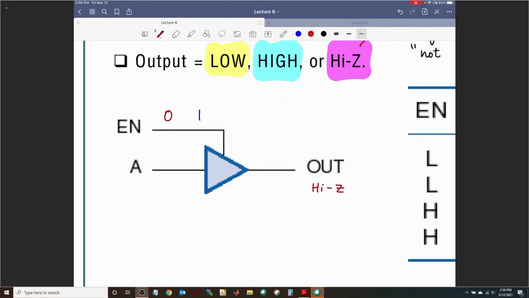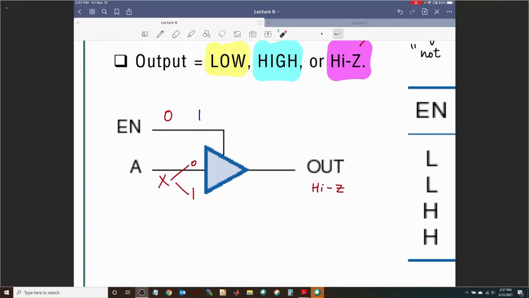So if you disable the tri-state buffer by making the enable input zero, then it is like there is a disconnect for the output line. That will put it in the high impedance state. And in that, no matter what A is, a zero or a one, the output would be high impedance. So this takes care of zero and this takes care of one, right? That's don't care.